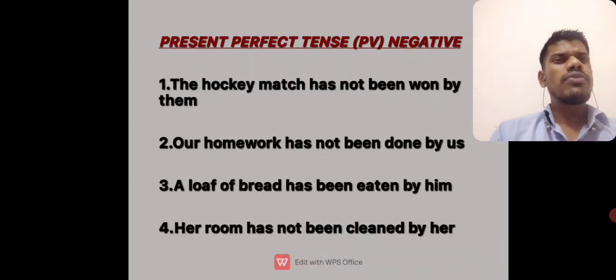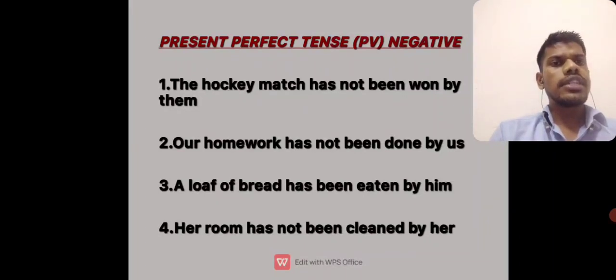Let's see what will be the structure for this present perfect tense negative passive voice. First we have to use object plus has or have plus not plus been plus V3, followed by the preposition by plus the subjective pronoun, which becomes the objective pronoun. That is the objective pronoun that should be used. Our homework has not been done by us. We becomes us here.